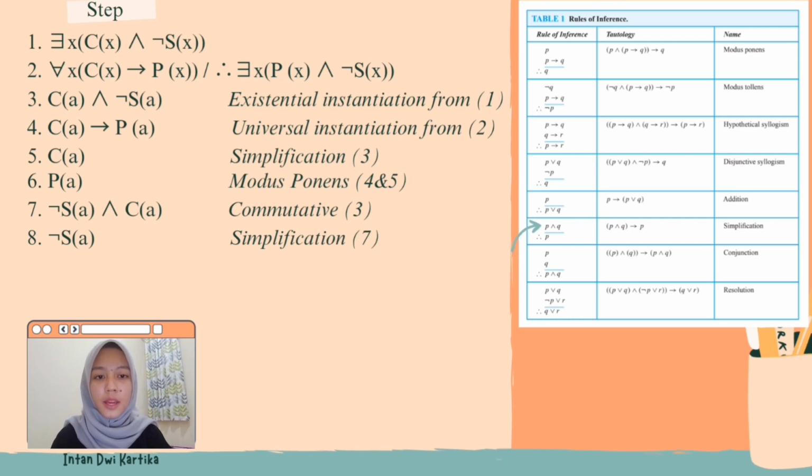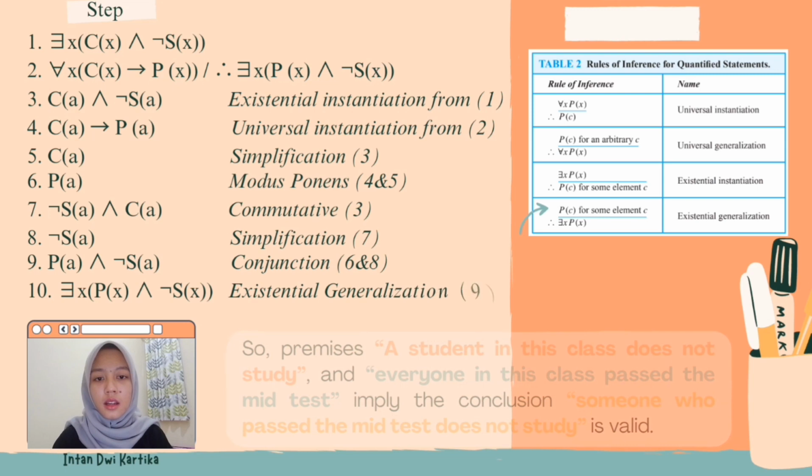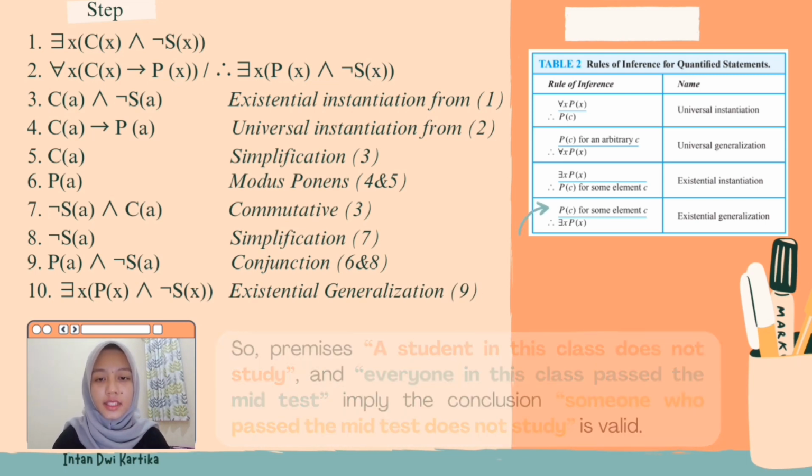Step 8, by simplification number 7, we get negation Sa. And then the ninth step, by conjunction from number 6 and number 8, we get Pa and negation Sa. And the last step, by using existential generalization from number 9, we get there exists Px and negation Sx.